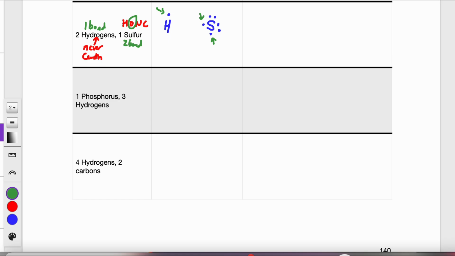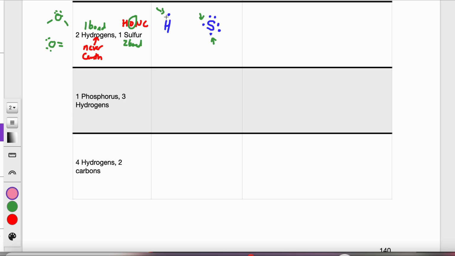So if you look at oxygen, I'm going to just do this on the side. So oxygen, because it has to form 2 bonds, there are 2 possibilities. So either the oxygen forms 2 single bonds and creates this bent shape, or the oxygen forms 1 double bond and creates this shape.